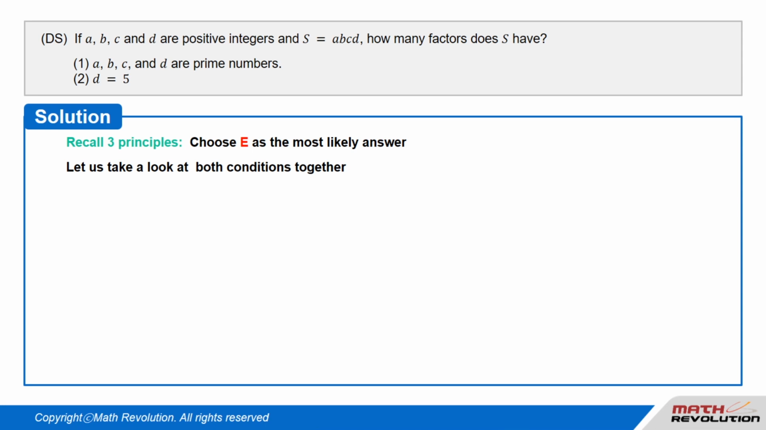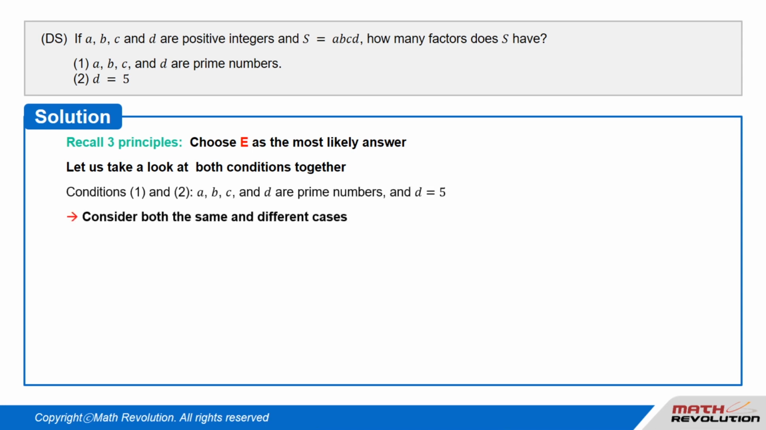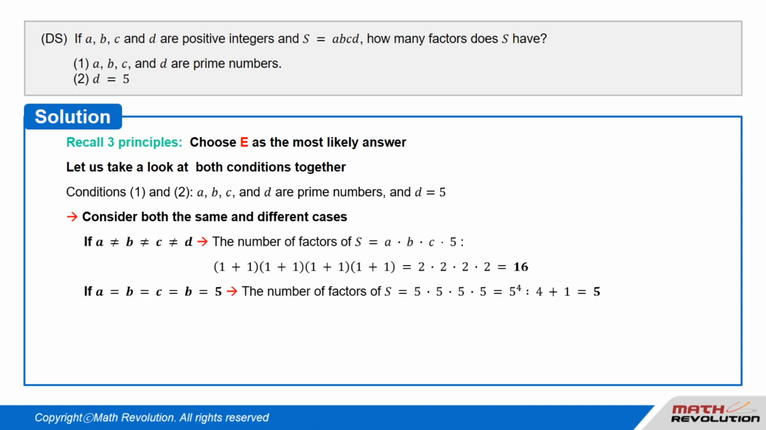Let us take a look at conditions 1 and 2 together. Conditions 1 and 2 tell us that A, B, C, and D are prime numbers and D equals 5. We have to consider both the same and different cases. If all are different, then the number of factors of S equals A times B times C times 5 will be (1 plus 1) times (1 plus 1) times (1 plus 1) times (1 plus 1) equals 2 times 2 times 2 times 2 equals 16.